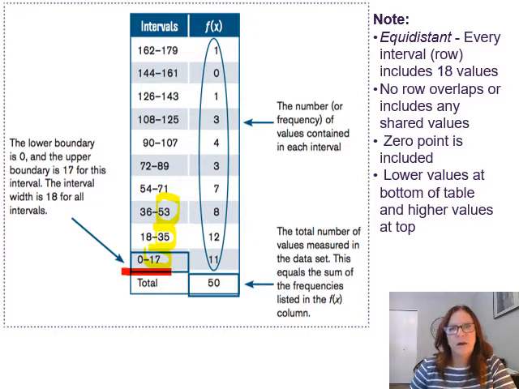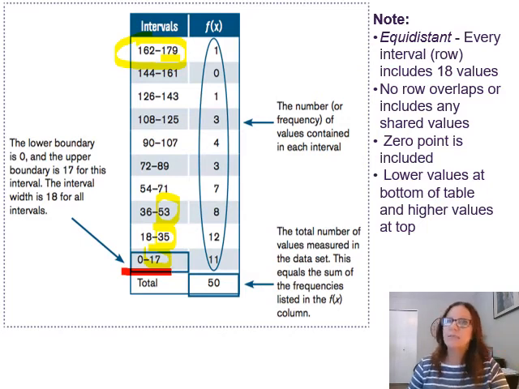So if you'll notice all the way up, and remember our highest number is 175, but this goes up to 179. That's okay, because what we want is 175 to be somewhere in this upper interval. It doesn't have to be the very top, it just needs to be somewhere in there. So that way we're maintaining equidistance. Remember, equidistance is that every row includes the same amount of numbers, 18 values. And then we have no rows overlapping.